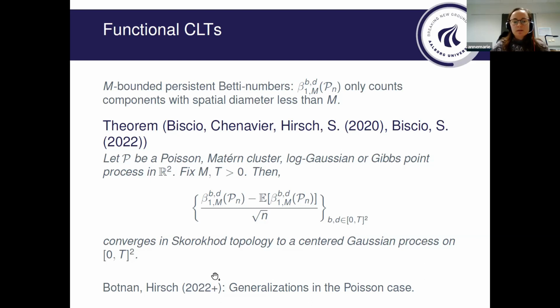So I can just mention here at the bottom that there have been some updates on this by Magnus Bagge-Botnan and Christian Hirsch in the Poisson case, but they still have to, one way or the other, modify this model a little bit. So we can't just have the standard Betti numbers, because somehow we can't get the proofs to work at this stage. So that's where we are. Okay, but what is then the good thing about having such a functional central limit theorem?